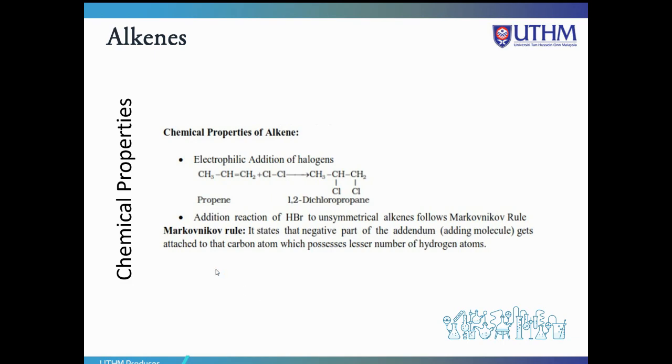Chemical properties of alkene. Electrophilic addition of halogen. Addition reaction of HBr to unsymmetrical alkene follows Markovnikov rule. Markovnikov rule states that the negative part of the adding molecule gets attached to the carbon atom which possesses the lesser number of hydrogen atoms. This chemical reaction shows the production of 1,2-dichloropropane from the starting material propene.